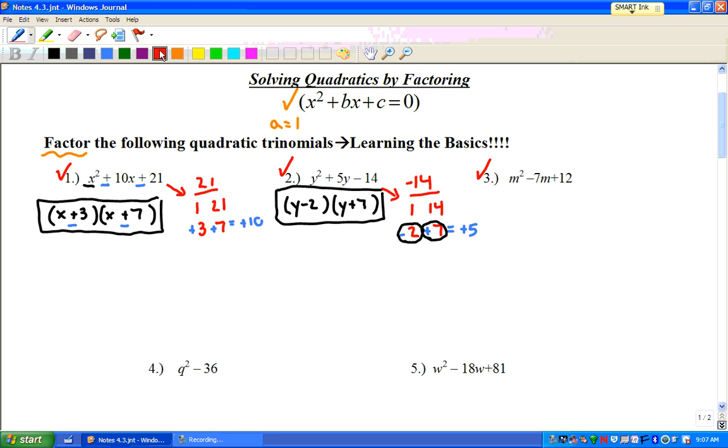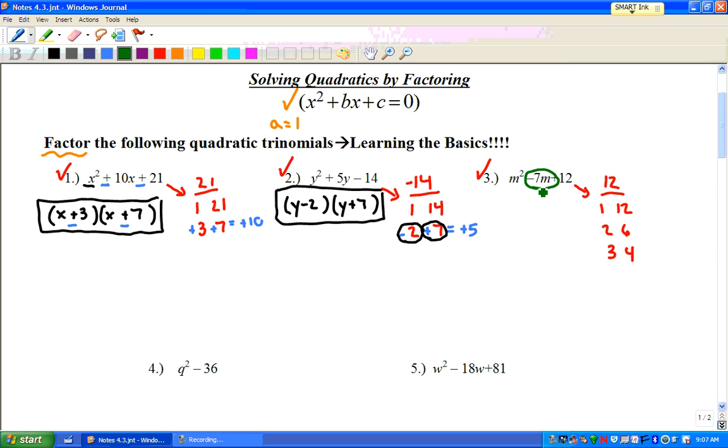All right, last one to factor. We take out my c term. We got number 12, and it's a positive 12. So I got 1 times 12, 2 times 6, and I have 3 times 4. So this time I have 3 sets of factors here. We're trying to get in the middle here a negative 7.